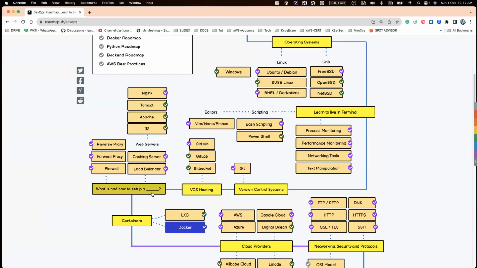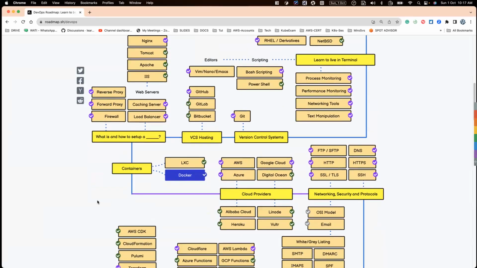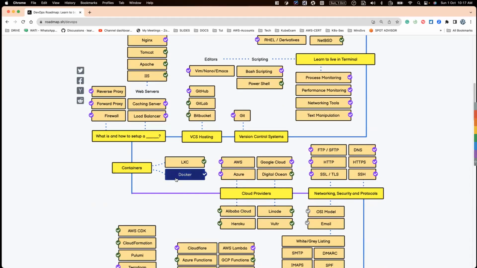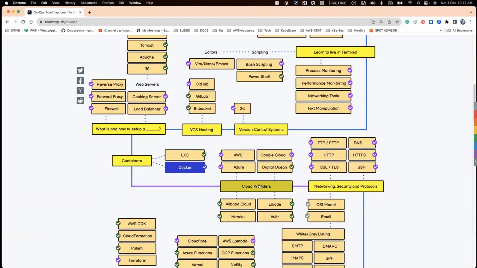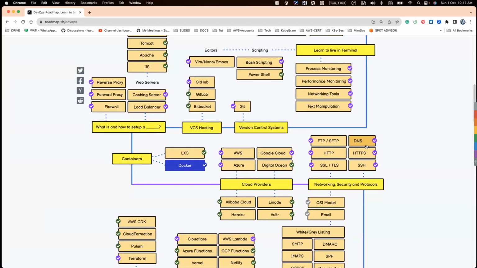And coming to the concepts of the application, you will see a web server with Nginx. You will understand what a reverse proxy is, what a forward proxy is. You'll understand what a firewall is. All the purple color ones are mandatory options. So the project will have all these particular things, and you will learn all of them. And coming to the container, you will learn Docker. And coming to the cloud provider, you will learn Amazon, and all the network protocols and network security you will learn here. So these will get covered automatically as part of the project.